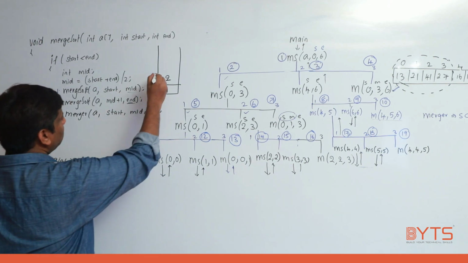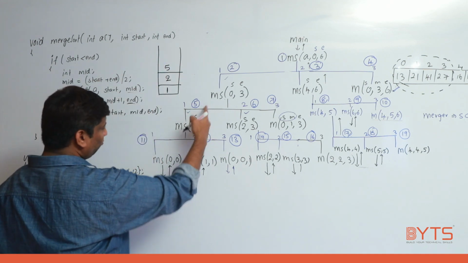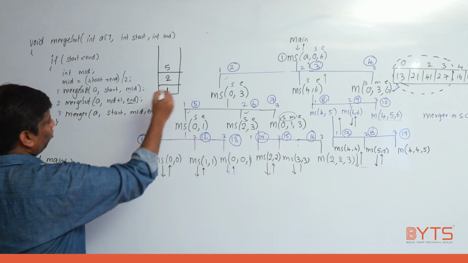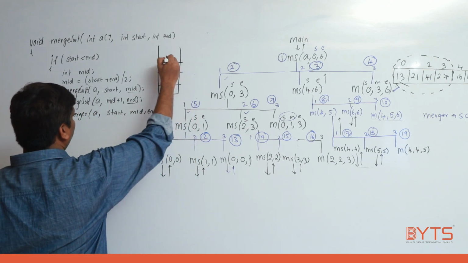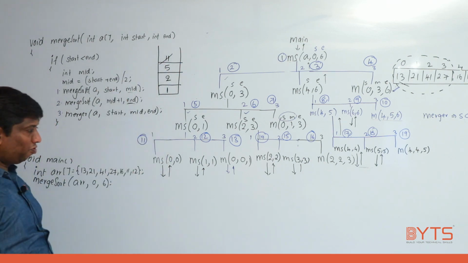Now 2 is in turn calling which function? 5 function. Now when will 5 be completed? When 11, 12, 13 are completed, right? Now 5 is calling which function? 11 function. So 11 is completed, means 11 is removed from the stack.